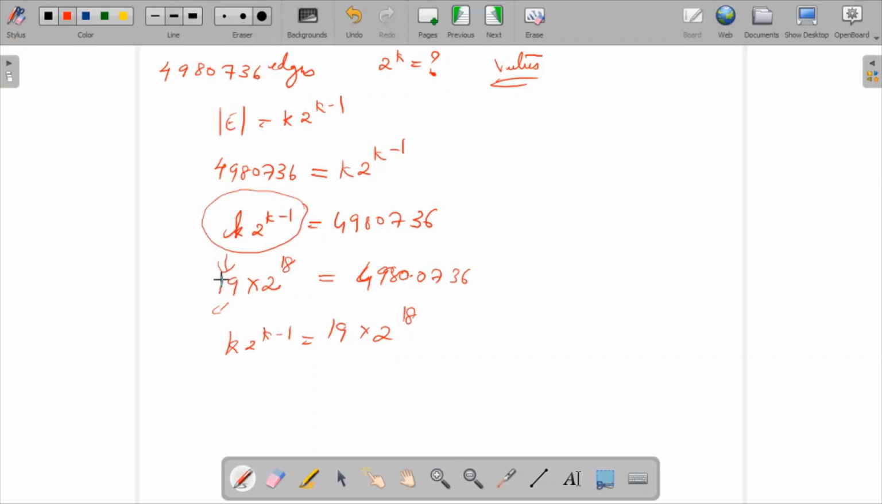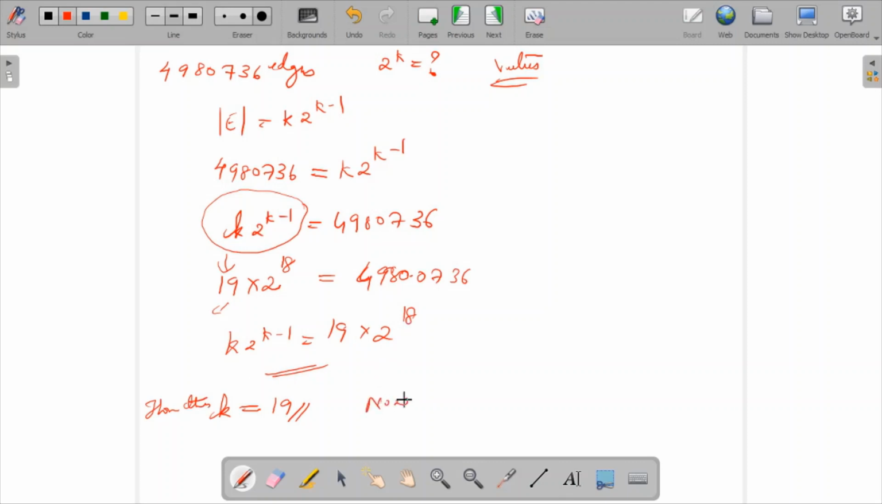Here you might have a doubt why it is not in terms of 2. Yes, we did not get this entire term as a multiple of 2. What we did is, for 2 to the power 18 we got some term, and then we multiplied it with 19. So we got it directly as 19 into 2 to the power 18. From this we got the value of k as 19. So k is equal to 19.